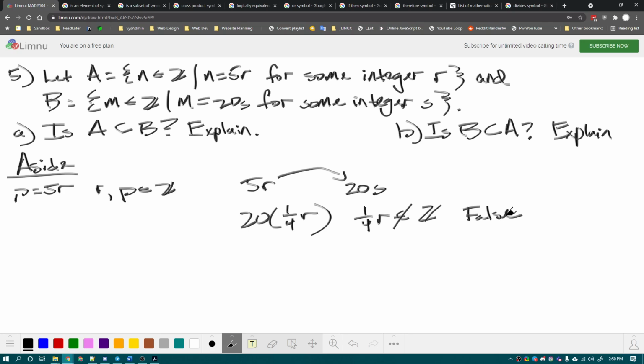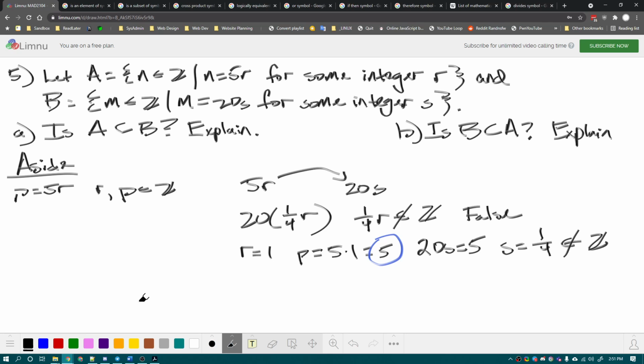So now let's find a counterexample. I'm going to start by saying r equal to 1. I don't know if that'll work. I'm just starting at an easy place. So r equals 1, that means that P is equal to 5 times 1, which is 5. Now I'm going to set 20s equal to 5 and then solve for s. s is equal to 1/4, which is not an integer. So 5 is my counterexample.